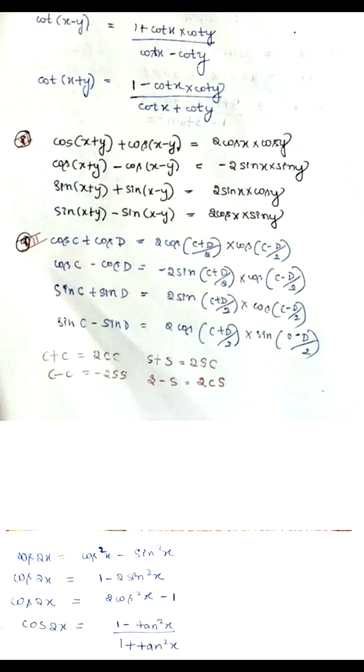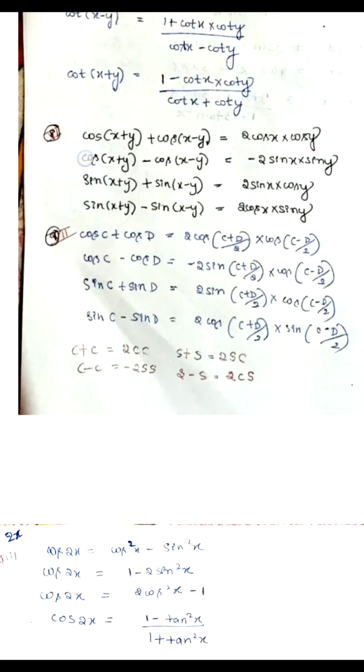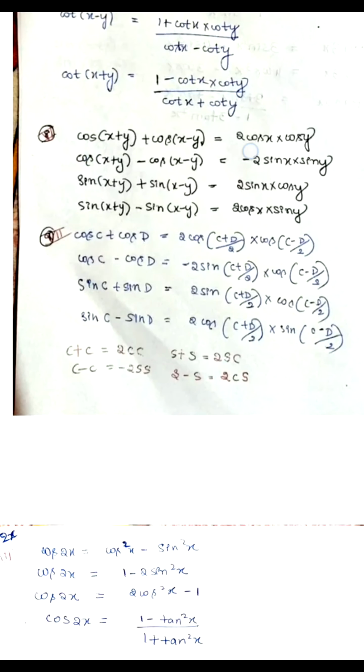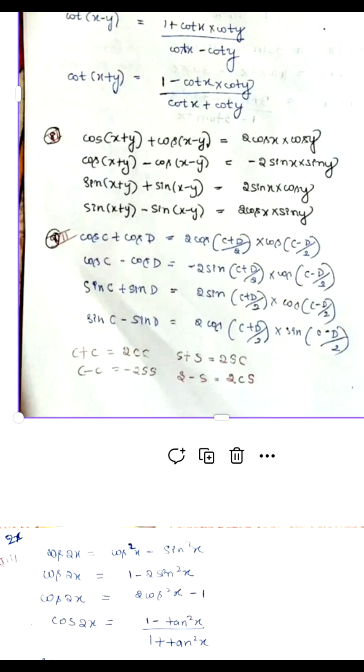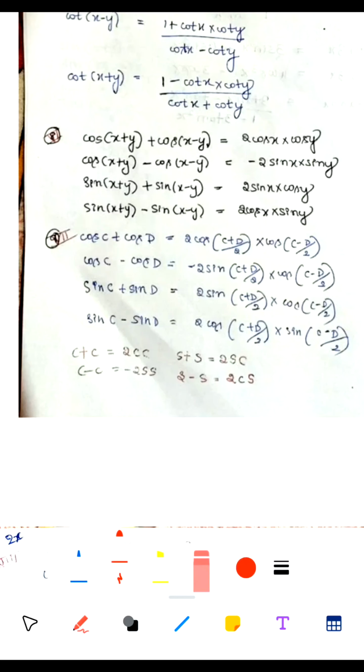Okay, so cos(x+y) + cos(x−y) will be equal to 2 cos x cos y. I've already said here, that is c plus c, what will it become? 2cc, 2 cos x into cos y, right? You got that? Say this one, cos(x+y) − cos(x−y), c minus c will be equal to what? Minus 2ss. So minus 2 sin x sin y.